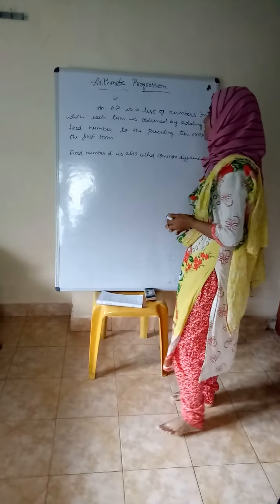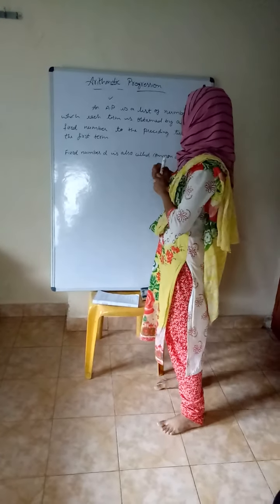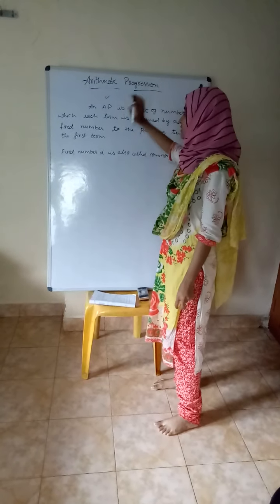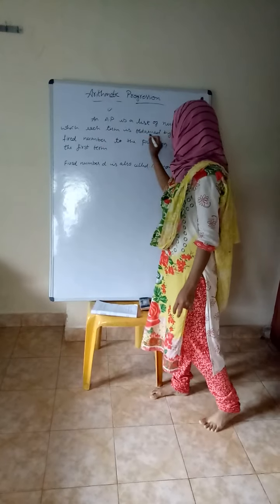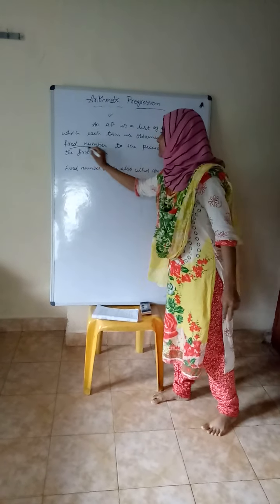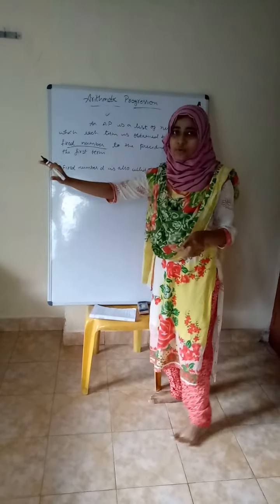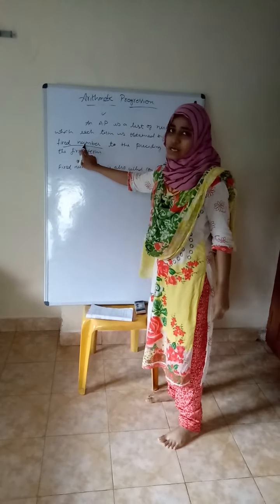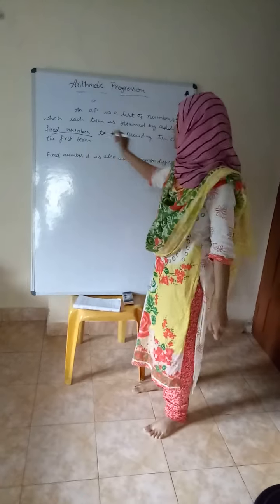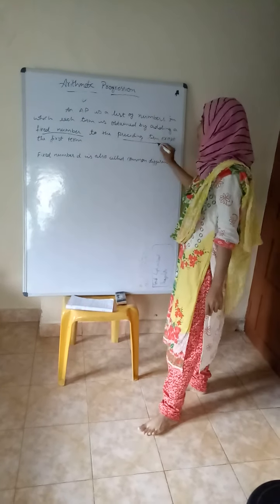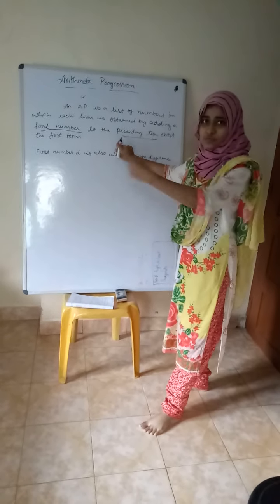Chapter 1, Arithmetic Progression. So what do you mean by arithmetic progression? It is a list of numbers in which each term is obtained by adding a fixed number. Fixed number means which does not change. Same number you have to add to the preceding term. What do you mean by preceding term? Preceding term is the term before.